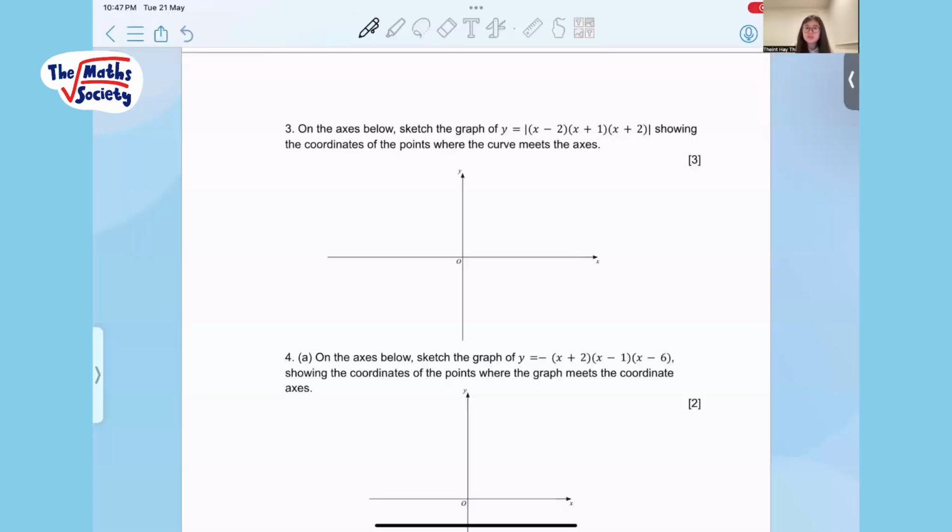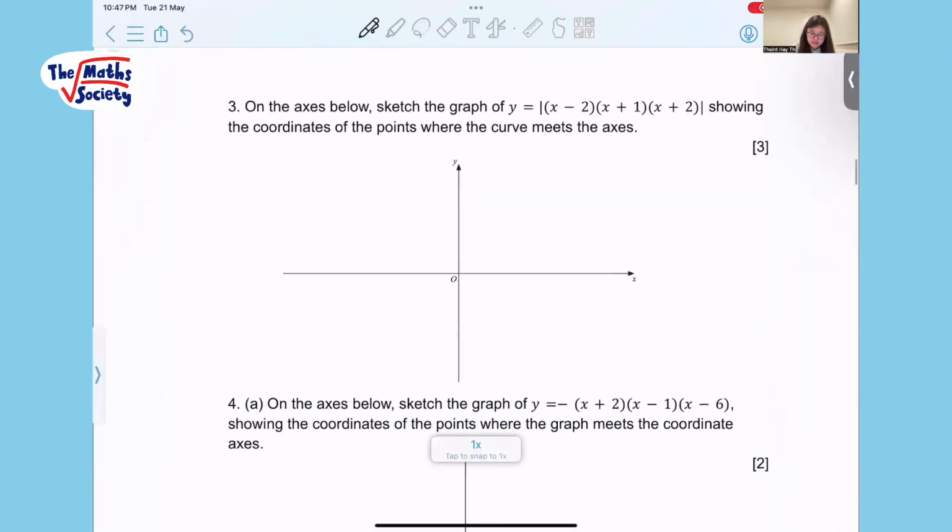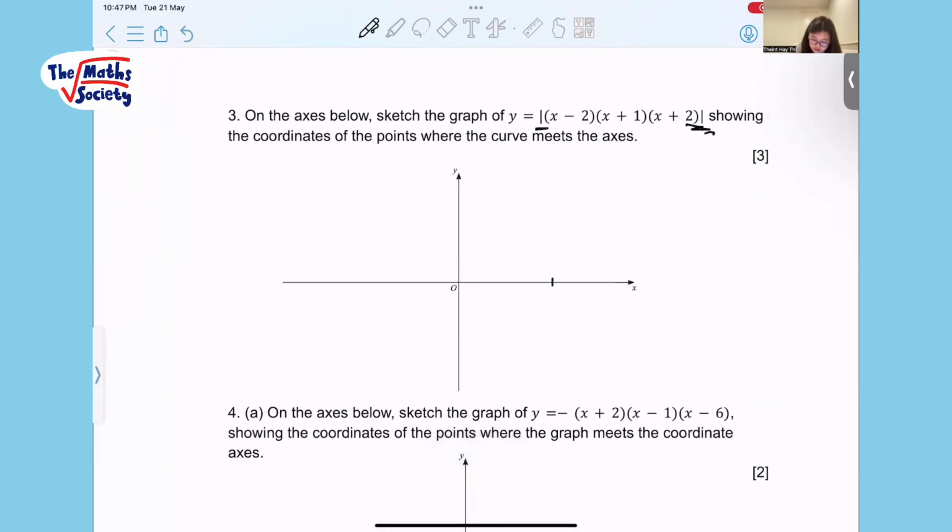Yep, so now we'll do question 3, which is that on the axes below, you need to sketch a graph of y equal to x minus 2, x plus 1, x plus 2, but we know that it has to be strictly positive, and show the coordinates of the points where the curve meets the axes. So we'll do it as usual. We have x minus 2, which means it's going to intersect at 2. And then you're going to have plus 1, plus 2, so it's -1 and -2.